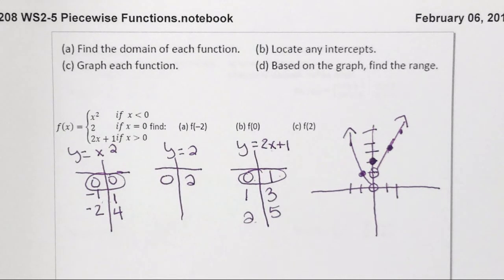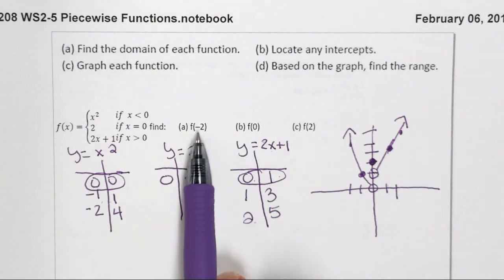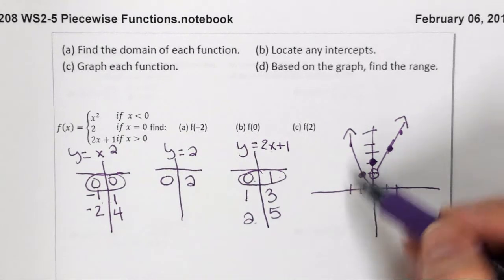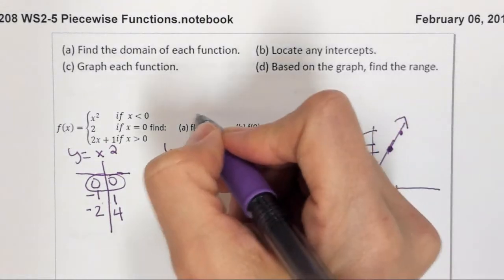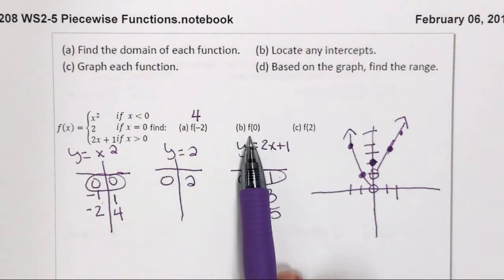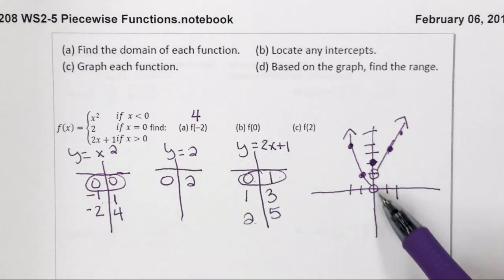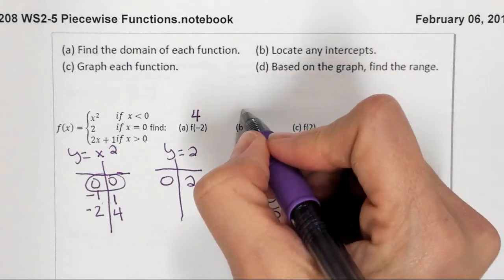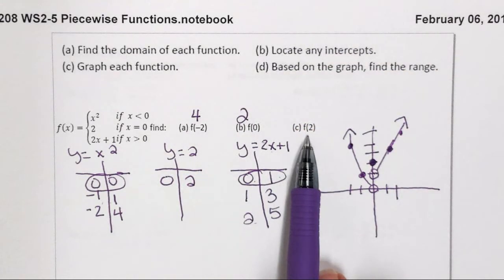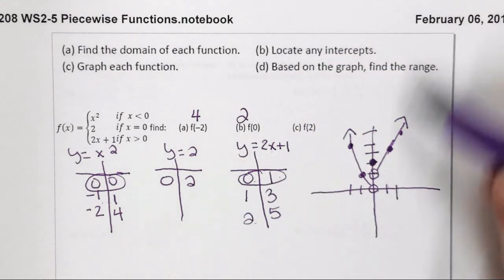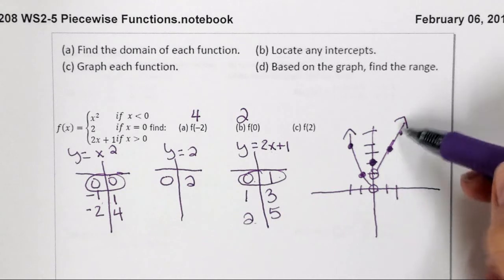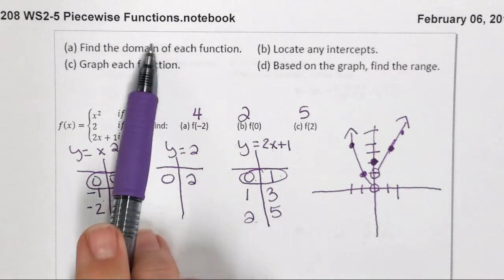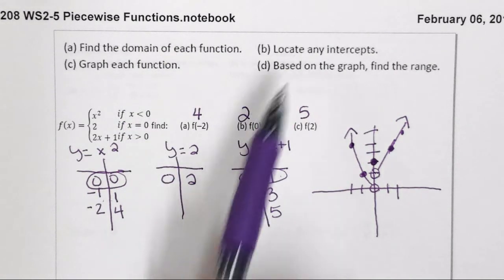Okay, so we're going to answer all the little questions. They want to know what is the value of the function when x is negative 2. So when x was negative 2, it equaled 4. They want to know what is the value of the function when x equals 0. X has a closed circle at 0 at the 2. What is the value of the function when x equals 2? When x equals 2, the value is 5. Okay? They also want me to find the domain, locate any intercepts, and find the range.